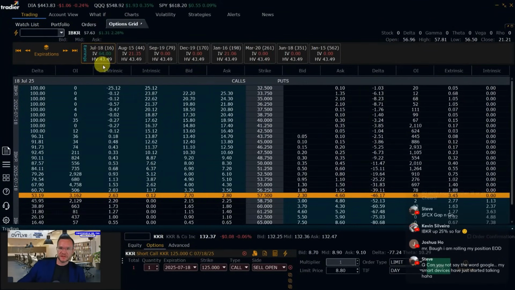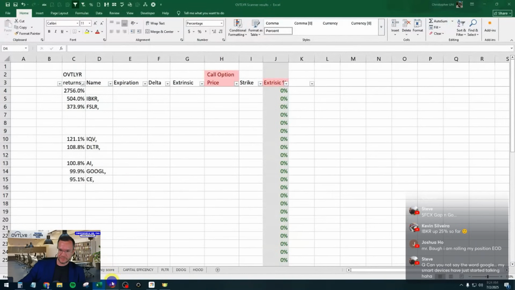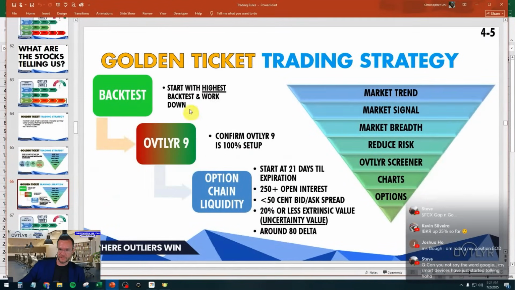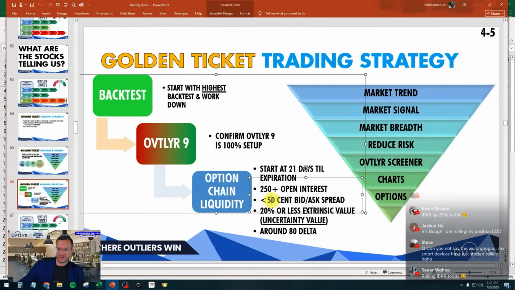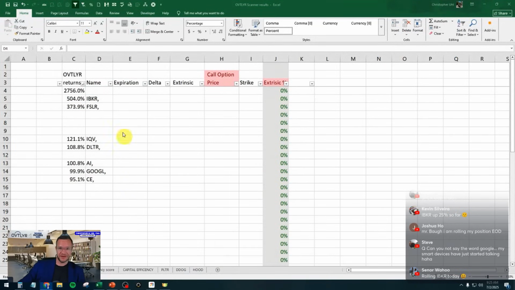This is the July 18th expiration. What I want to see, I'm just glancing at it quickly, so let me explain what I'm looking for. We're starting with the highest backtest and working our way down. We've confirmed Outlier 9 is set up on everything. I'm starting at 21 days to expiration with 250 plus open interest, less than 50-cent bid-ask spread, 20% or less extrinsic value, generally around the 80 delta. Look at that. A lot of our traders are already rolling IBKR. Awesome. Another trade, unfortunately, I wish I had taken, but I didn't. It is what it is.